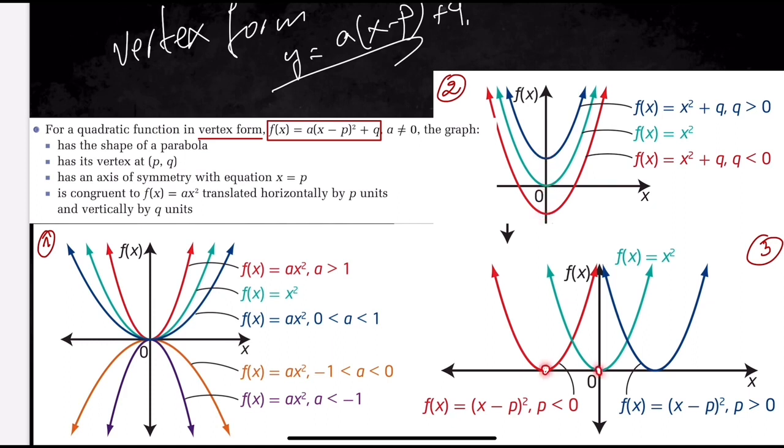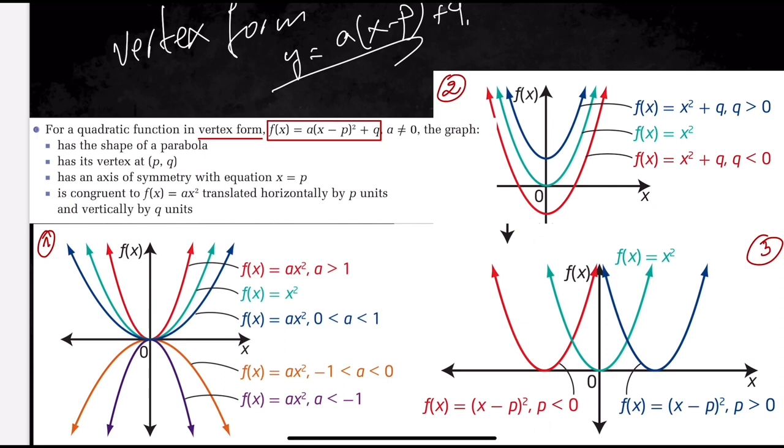So all these points are the vertex points. And it also has a symmetry with x is equal to p. So the point p of the vertex actually shows us the symmetric axis. So you come to your p point and you just draw a vertical line that passes through that point, and it will give you the symmetric line of that function.